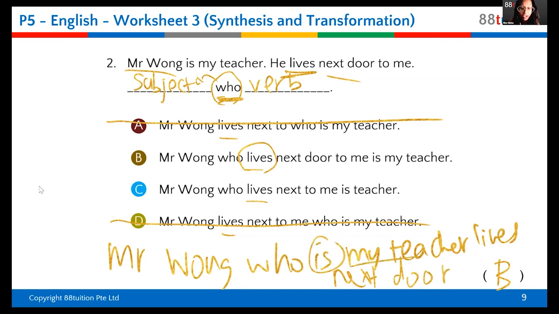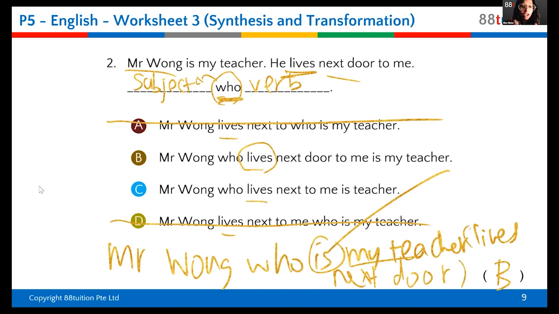This is a "to be" verb. So "who" is still followed by a verb. Is, was, were. These are all verbs. They're called "to be" verbs. Okay. So this is a better answer to this question. Because why? You first tell me Mr. Wong. Who is he? My teacher. Additional information like "lives next door" comes at the back.